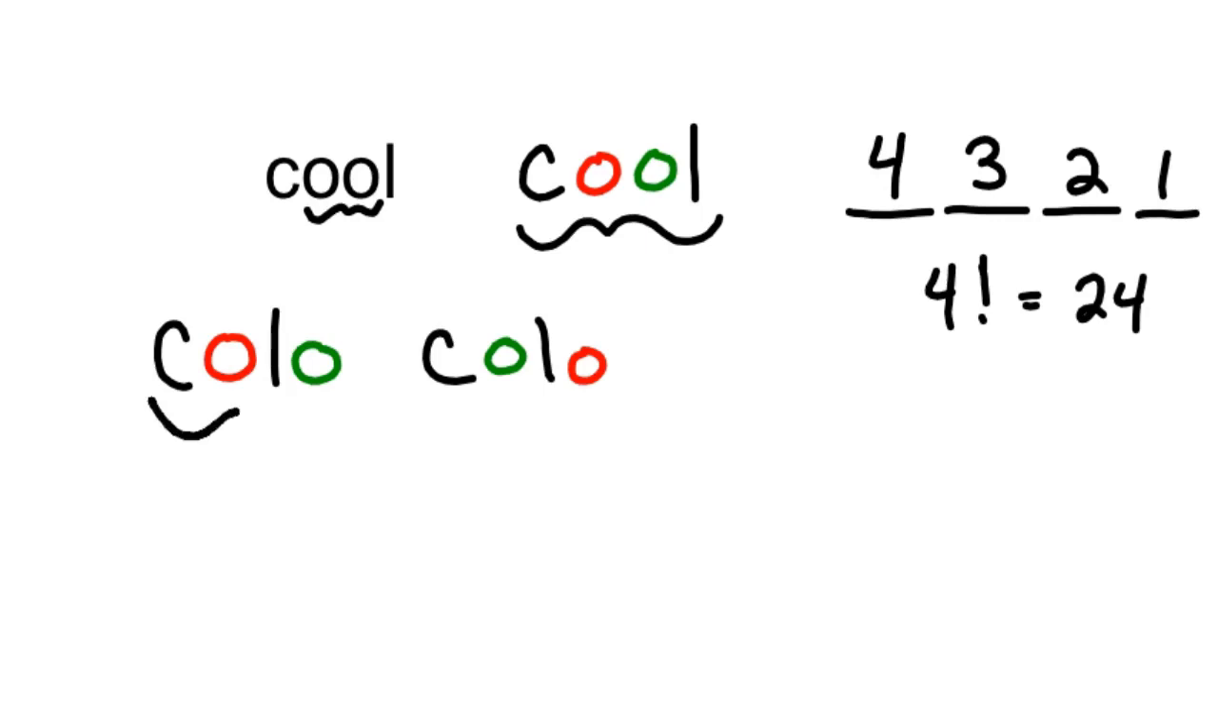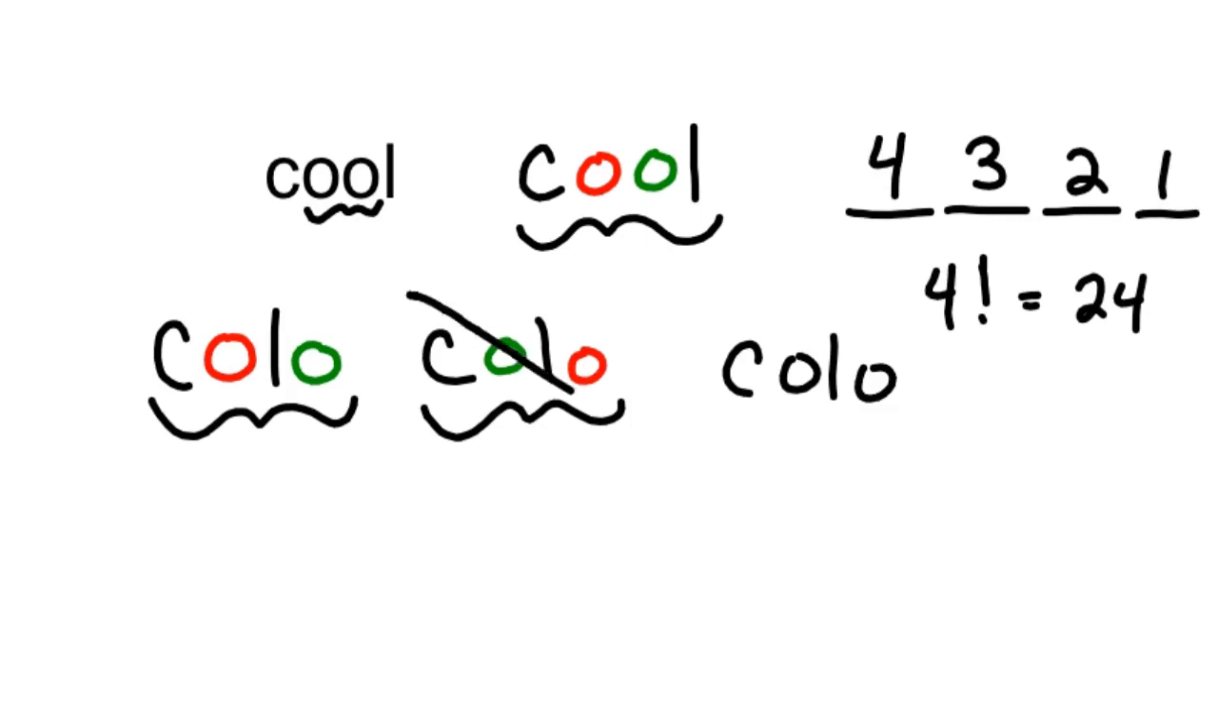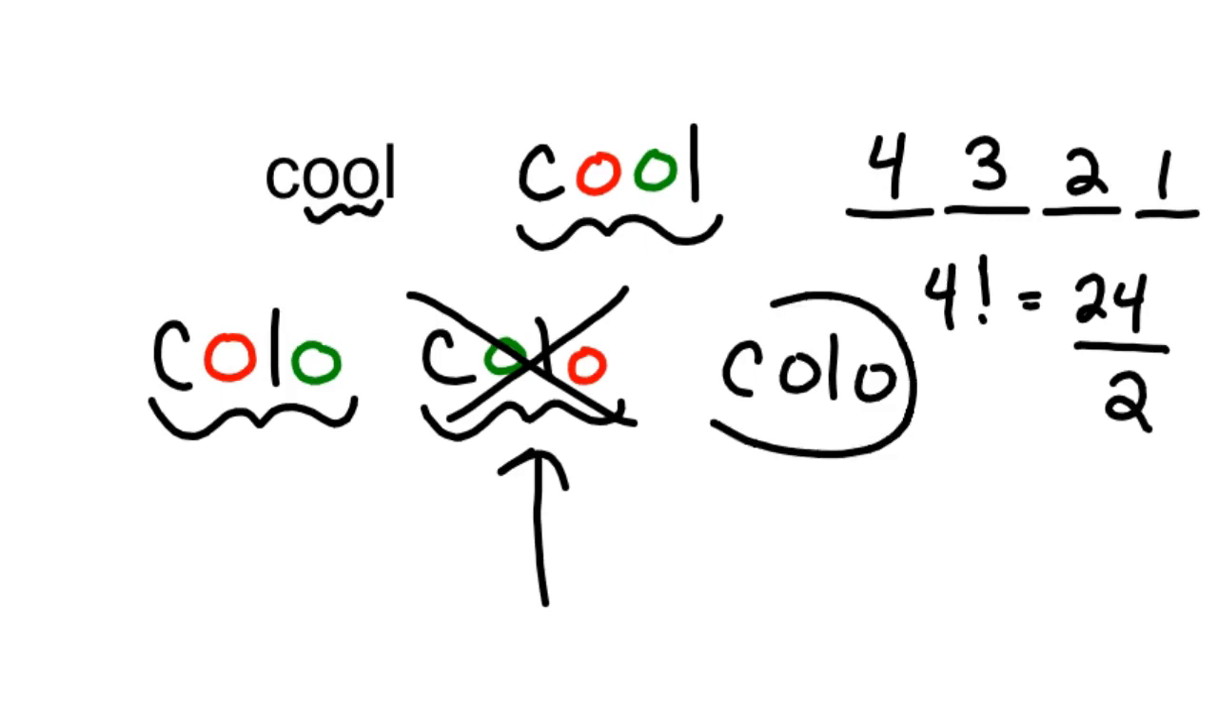But if you notice here, if we rearrange the two colored O's in different patterns, well, we still just have C-O-L-O. And so we don't need to list that second set. And you could imagine that anywhere where the two O's are at, any combination. So we have to divide this thing by 2, because we're going to eliminate that whole second set where the O's are in different orientations, because it's still the same quote-unquote word. And so this one is 12.